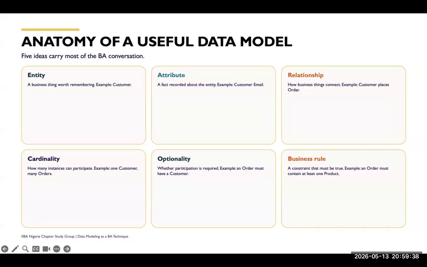Now, we're going to go into the details of the anatomy of a useful model. So these are the core components of a useful model, right?